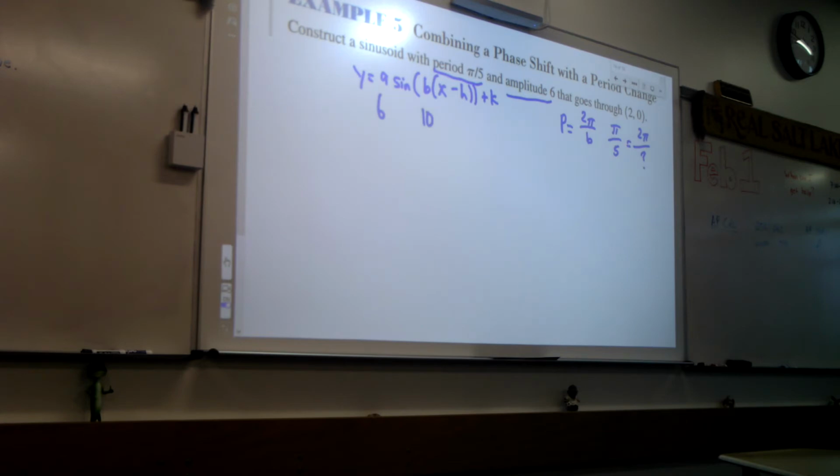Okay? Now what we need to figure out is, did this get shifted up or down, or did it get shifted left or right? The only thing we know is it goes through this point 2, 0. So why don't we start off by graphing y equals 6 sine of 10x, or 10 theta, okay? And let's see what we would need to do to make that go through the point 2, 0. Okay? So let's practice graphing this. So I'm going to draw my x and my y here.